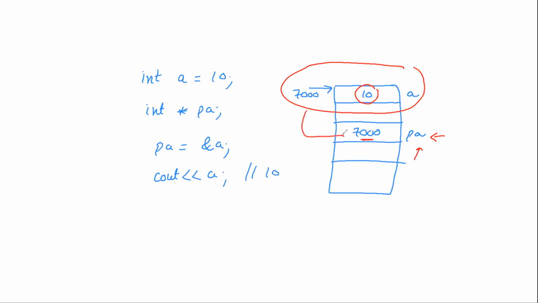You trust PA, you come here. When you go to 7,000, you ask, what is the value here? Here the value is 10. So you see, indirectly I can now access 10 using PA. I go to PA, I see what PA is telling me. PA is telling me address 7,000. I go to 7,000, I pick this value.